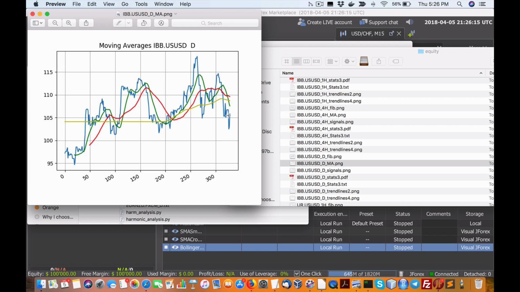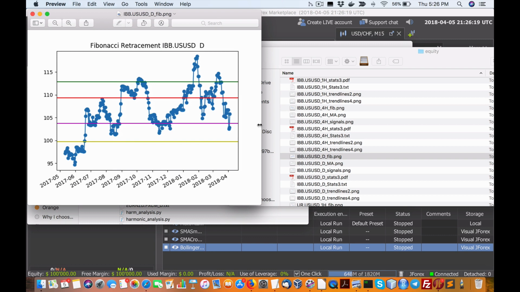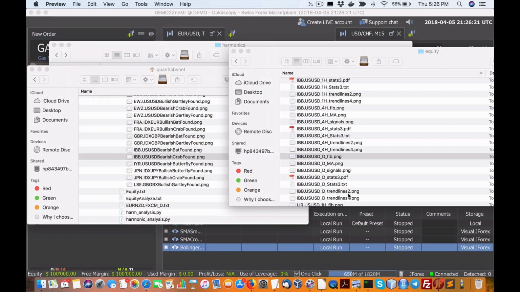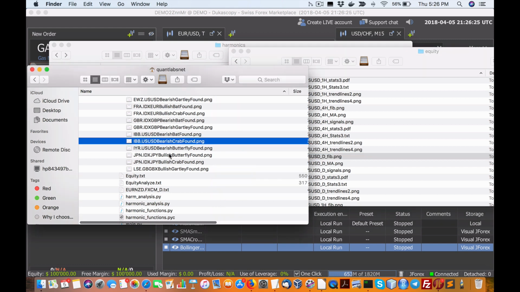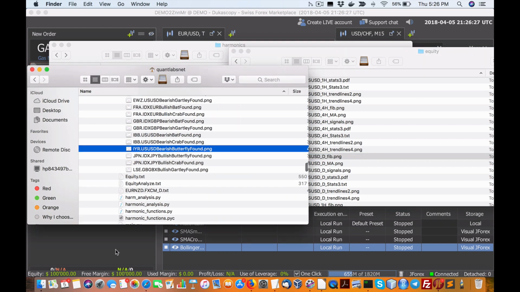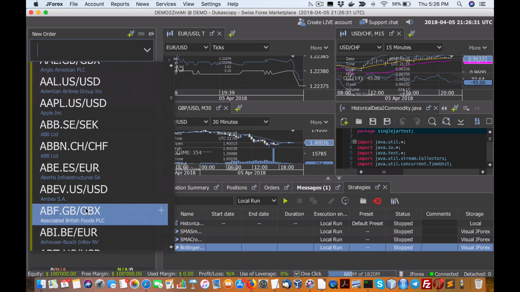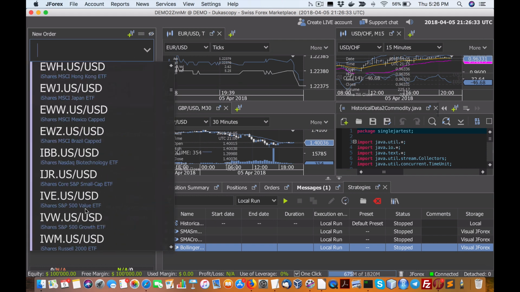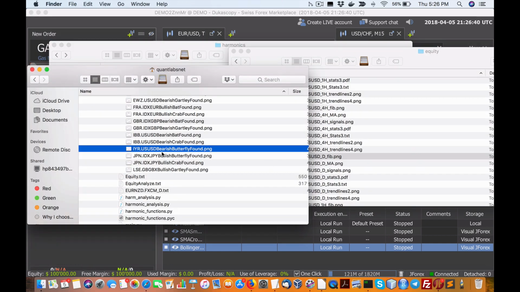Pretty close. It's undervalued, just hit under the value there. Yeah, that may be accurate. So we have IYR bearish. IYR. So that's the real estate ETF.